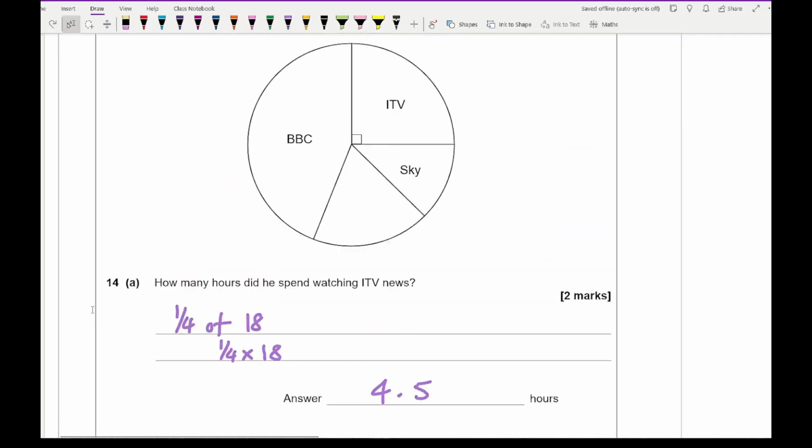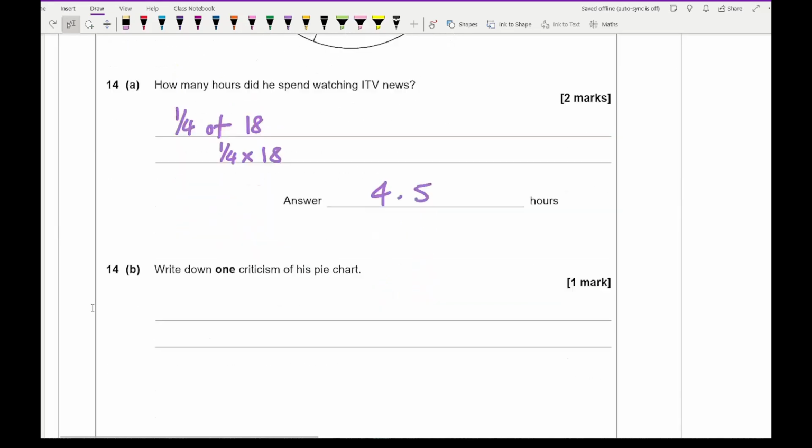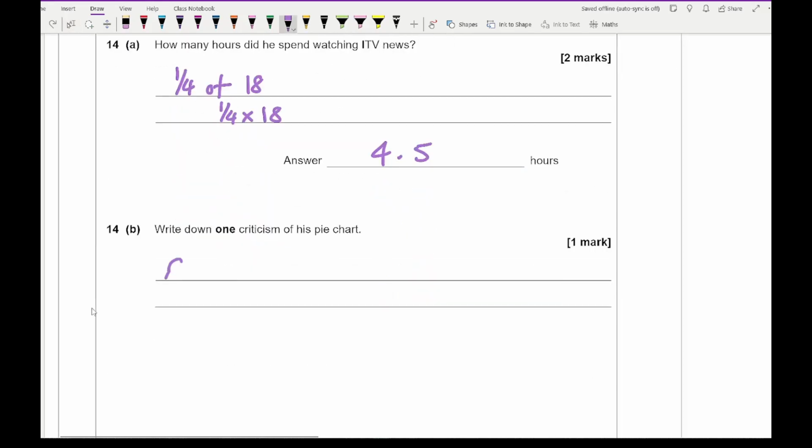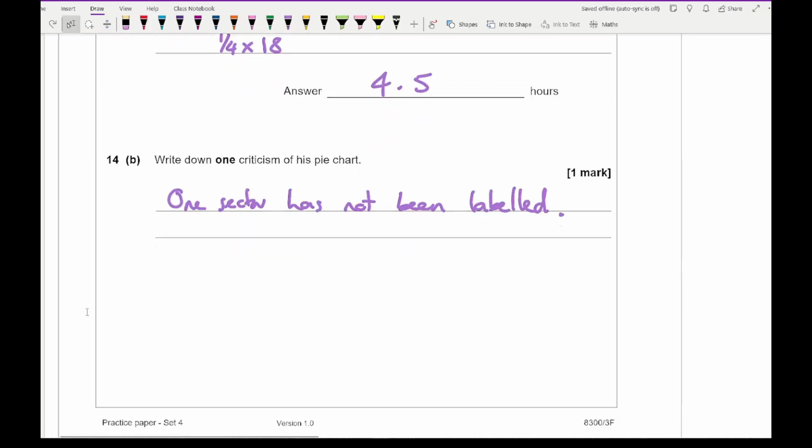And again, looking at his pie chart, obviously we can see that one sector has not been labelled. So one sector has not been labelled. And that's probably the most common one that he's got wrong.